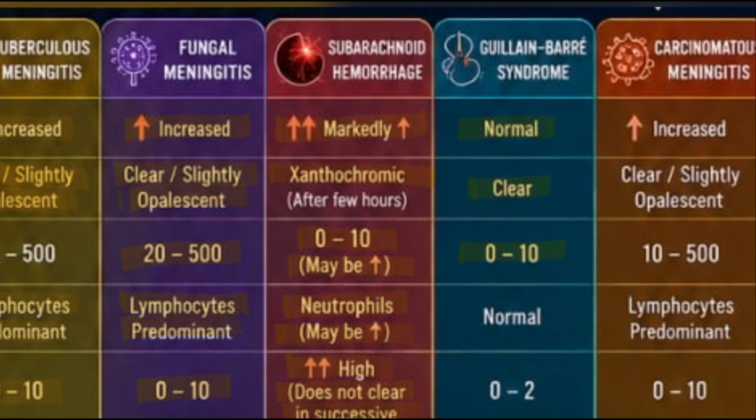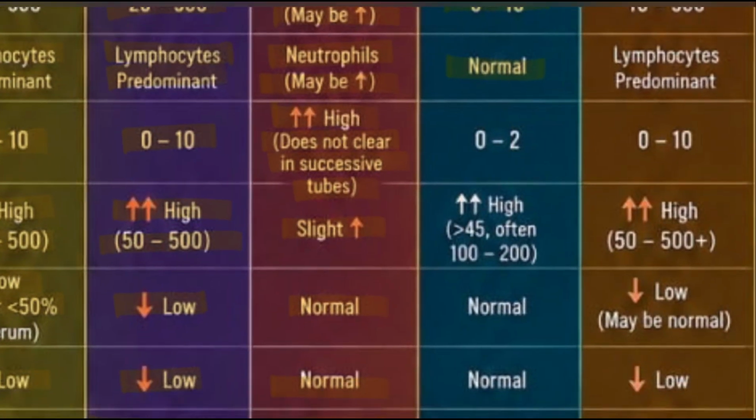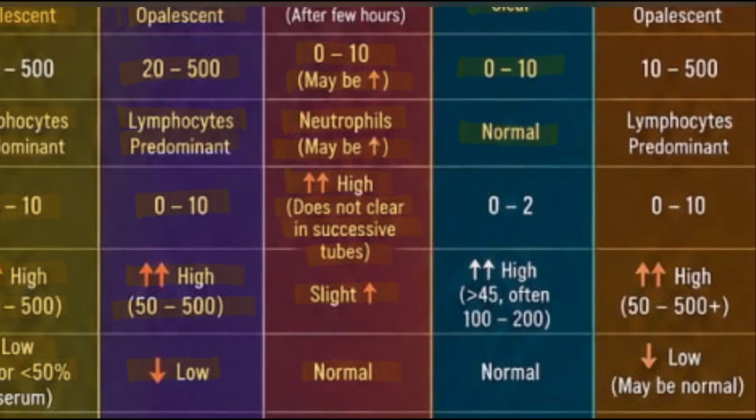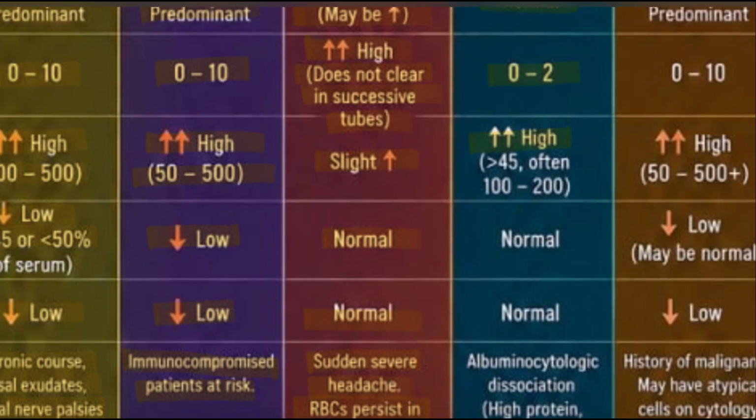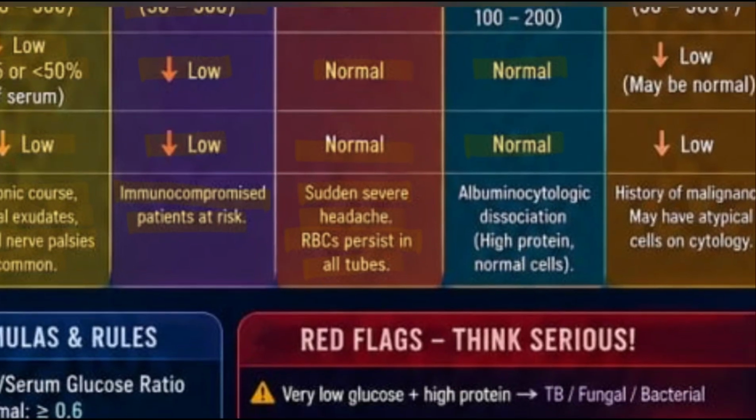Along with that, you can see normal cells, and the protein will be like 0 to 2, and the glucose will be high, greater than 45, often 100 to 200, and we can see glucose that is normal, and chloride will be normal. So here you can see the key points will be albuminocytologic dissociation: high protein, normal cells.